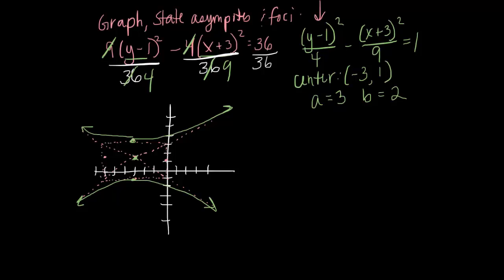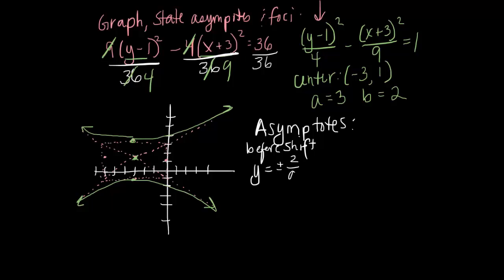Let me state the asymptotes. Now it's a little tricky because the asymptotes used to be plus or minus 2/3 x, but we shifted. Now here's the good news. The asymptotes are shifted in the same way that the hyperbola was shifted. So the asymptotes before the shift, if our center was at 0, 0, were y equals plus or minus b over a x.